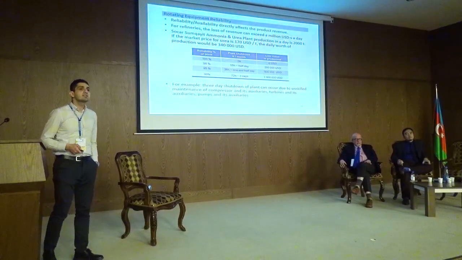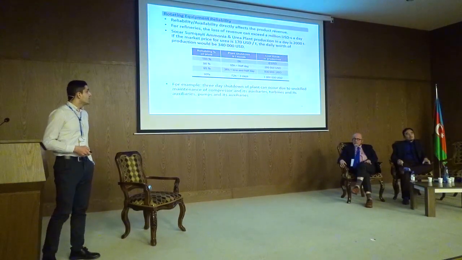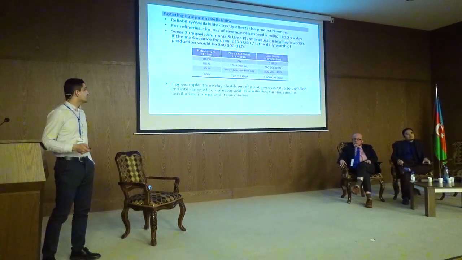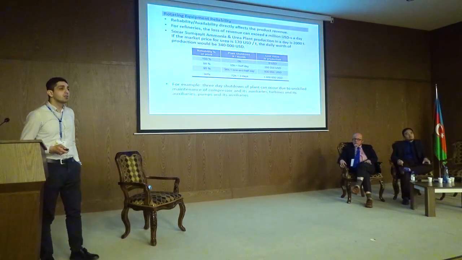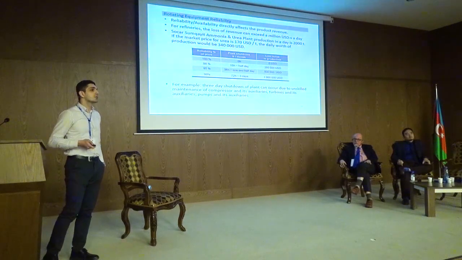Considering that the total daily production is 200 tons per day, and that the price for the urea is $170 per ton, if we stop the plant for 3 days, the revenue loss for the plant would be about $1 million.